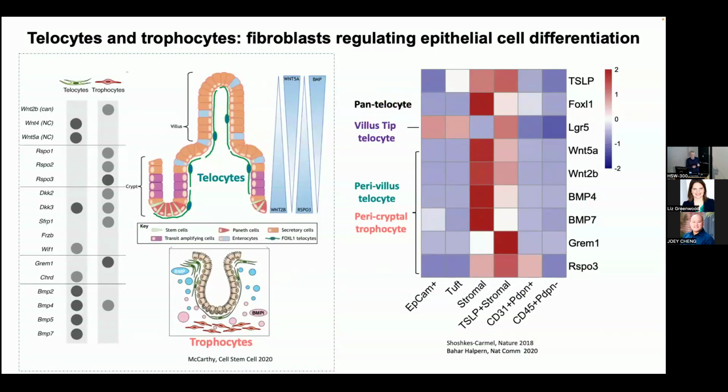And by basically sequencing these cells, we can very quickly tell what these cells are. We can tell by where they were located. These are specialized fibroblasts called telocytes and trophocytes that regulate the Wnt-BMP gradients that determine differentiation of epithelium. With the trophocytes down here keeping cells stem-like, and the telocytes driving the Wnt and non-classical Wnt and BMP gradients that allow cells to differentiate. And she could show that all the telocyte populations did that.